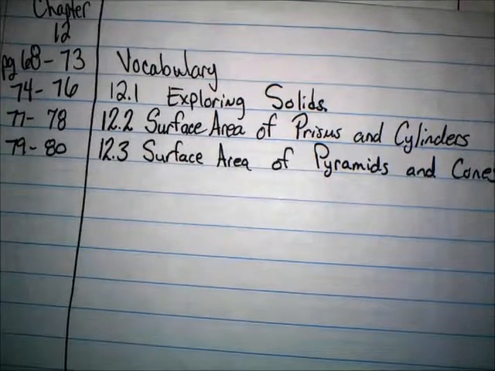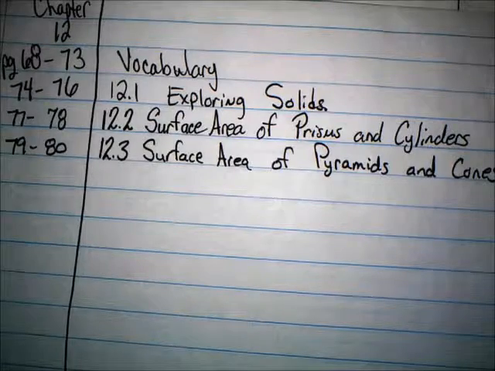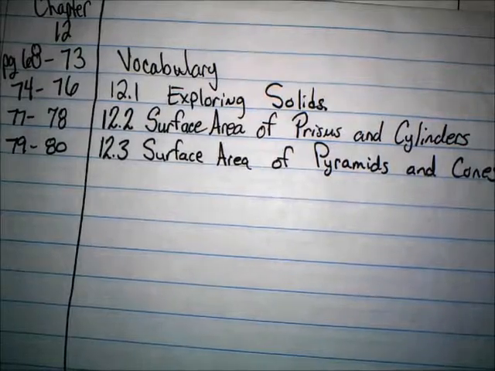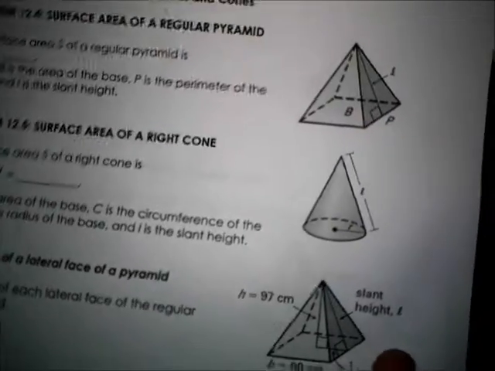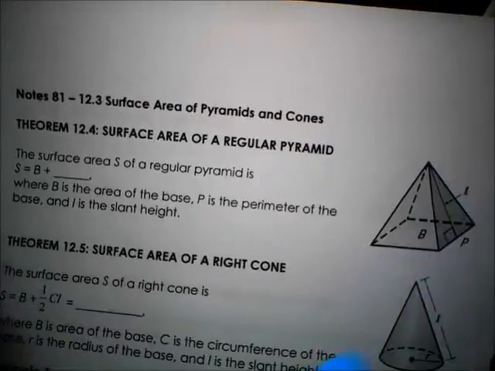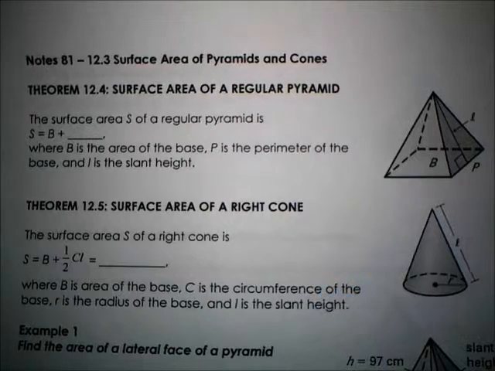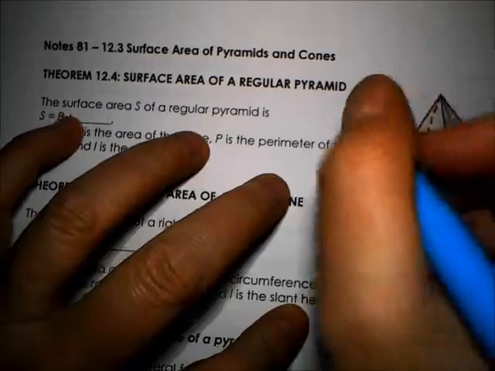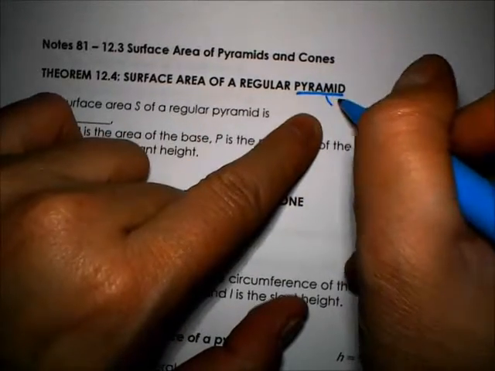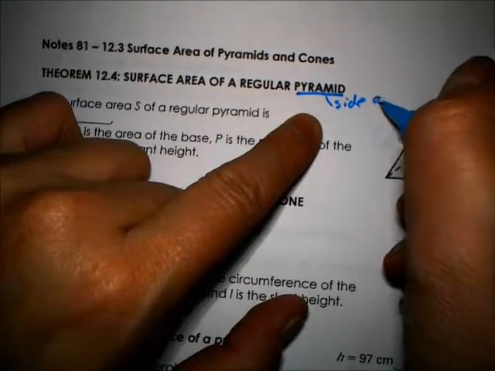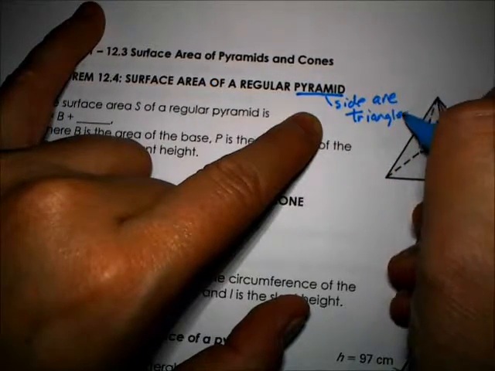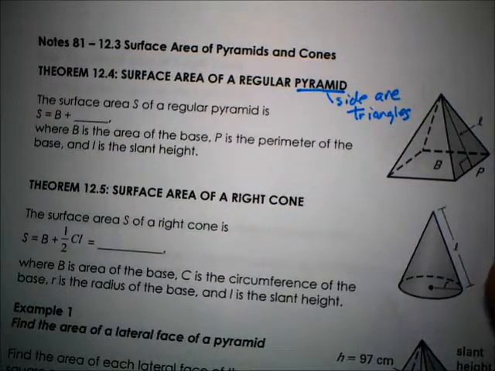Okay, here we are in section 3, area of pyramids and cones, pages 79 and 80 in your spiral. Okay, on your notes page. Theorem 12.4, surface area of a regular pyramid. If it's a pyramid, just so you know, the sides are going to be triangles. That indicates that it's a pyramid if it's triangles.